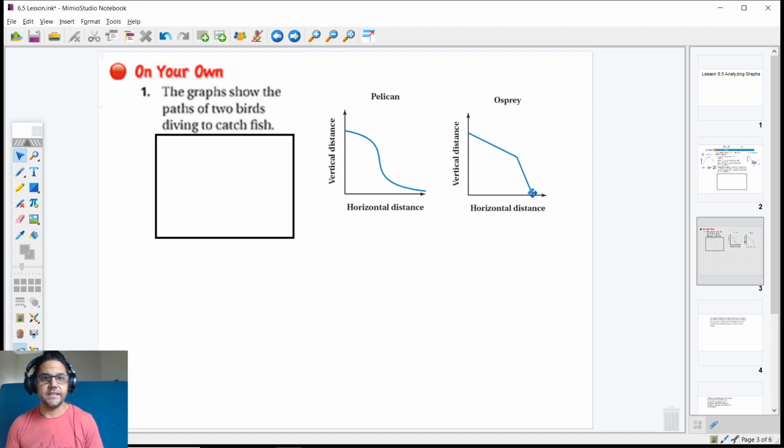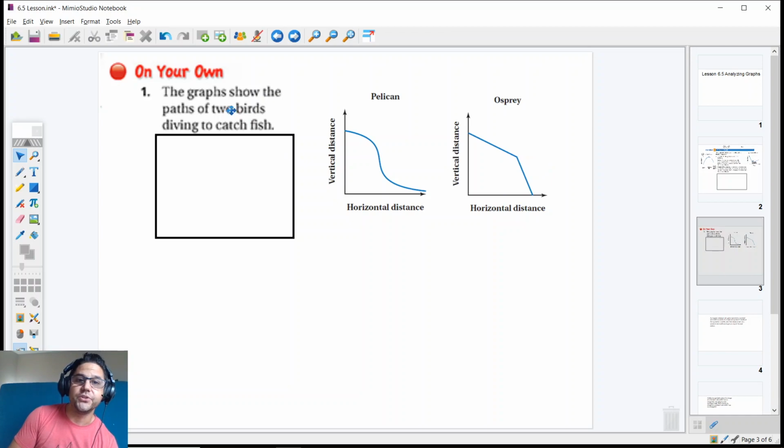All right, let's see. Okay, we've got two different types of birds. You may be like, I don't care about birds, Mr. Marino, but that's okay because again, we're going to learn about this. So maybe you've seen pelicans. They're like a big, slow bird. Osprey, that's like a fighter. That's like a jet fighter. That's what I like to think about.